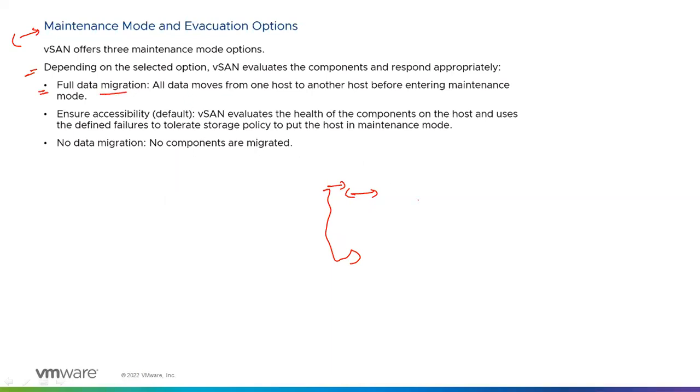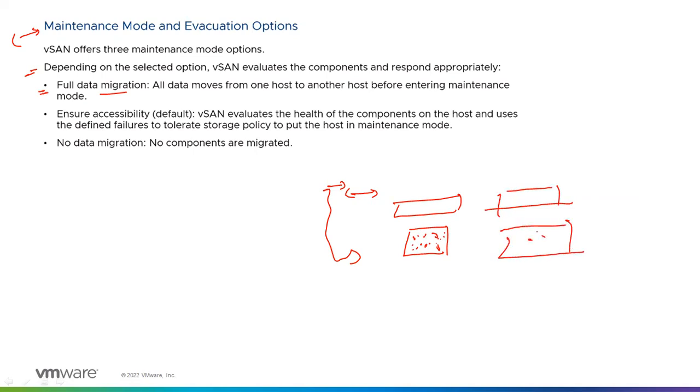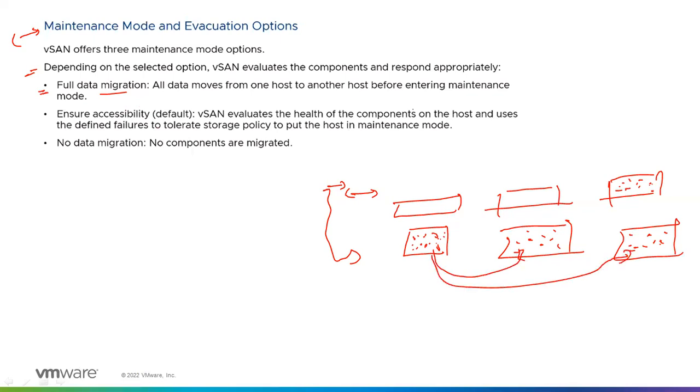Full data migration is about whatever data is available in the underlying datastore, especially the disk group. That is going to be evacuated and placed on another host. So when you choose this option, it primarily means you want to remove that host permanently from the cluster. This full data will be moved, as per your storage policy, out of that particular host from the underlying disk group.